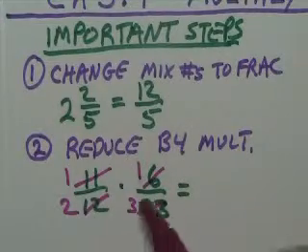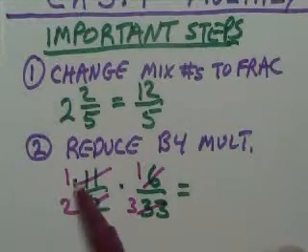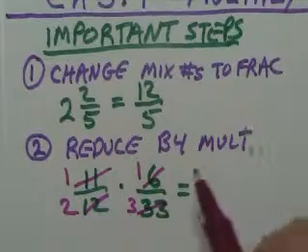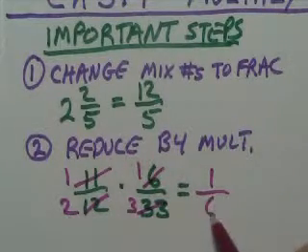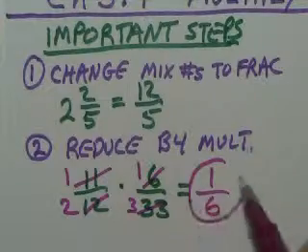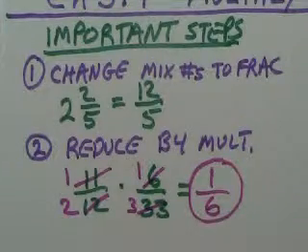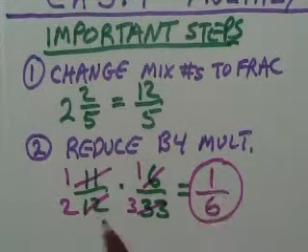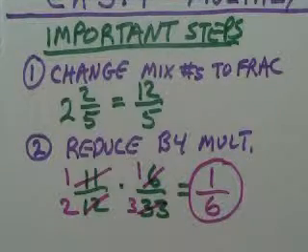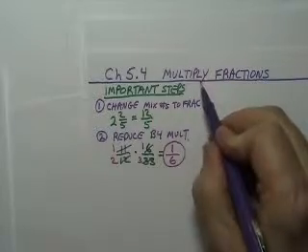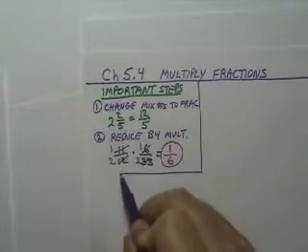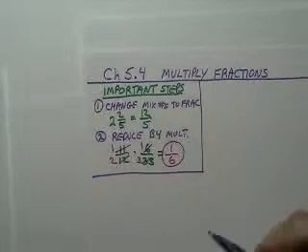So I reduced everything, and now I just go ahead and multiply. 1 times 1 is 1, and on the bottom 2 times 3 is 6. See that? We reduced before we multiplied. Otherwise we'd have 66 over some big huge number. Okay, we'll do 9 examples.